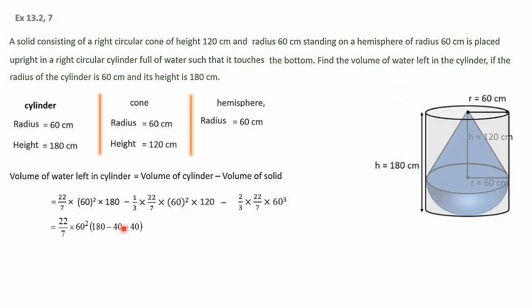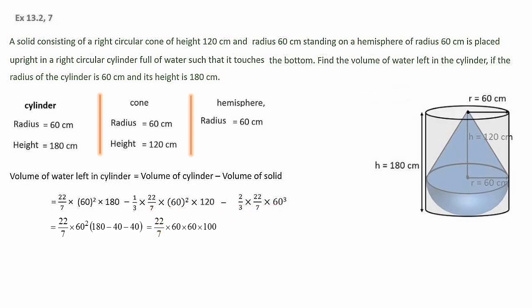So that came here. And here also 22 by 7 into 60 square is outside, so there is only 60 into 2 by 3. So this 3 and 60 we can cancel, 20. So 20 into 2, 40. So 180 minus 40 minus 40. You have to do the calculation or cancellation in the notebook.